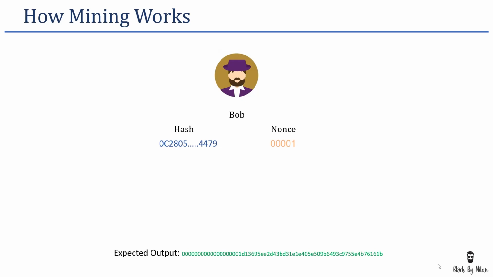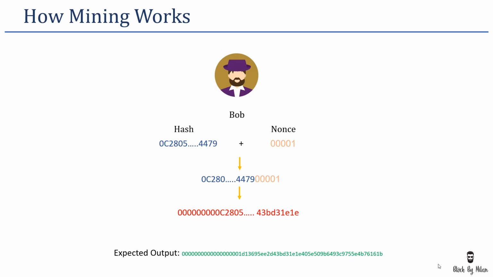So this expected output in the Bitcoin network will always be leading with 17 or 18 zeros. So how the mining will work is, first Bob will take a hash and the nonce, and he will append those two things and create a new string. Then he'll hash that string. This hash string we can take as the actual output, and this actual output needs to be matched with the expected output.